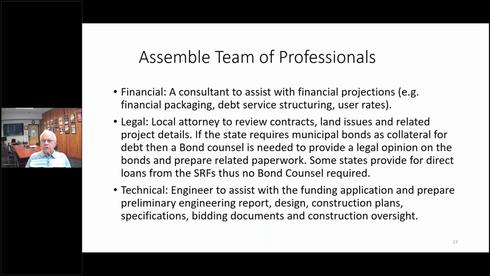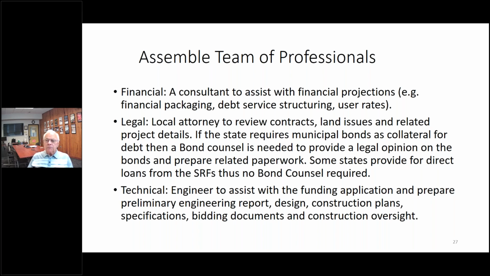Financial is a consultant to assist with financial projections. The legal is a local attorney to review contracts, land issues, and project details. If the state requires municipal bonds as collateral for debt, then a bond counsel is also needed to provide a legal opinion on the bonds and the related paperwork.